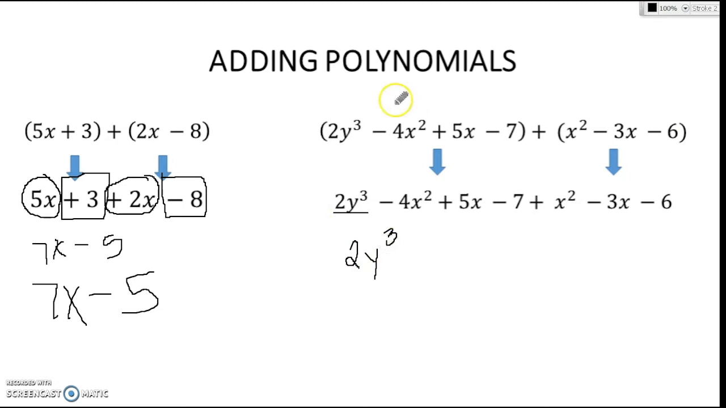Now I go and look at all my x squareds. I'm going to circle all my x squareds, remembering to include the sign in front.